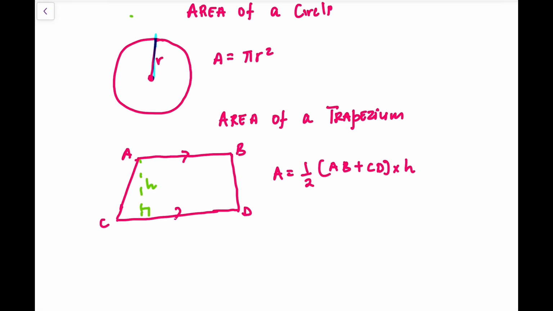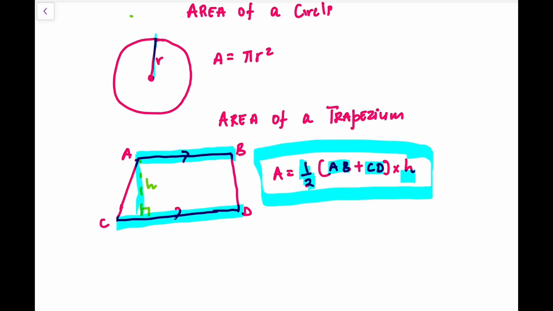Sometimes you need to know also the area of a trapezium. The area of a trapezium is given by half, and then the sum of the parallel sides. In this case, the parallel sides are AP as well as CD. So that is why we have AP plus CD multiplied by the perpendicular height. So here is our perpendicular height.